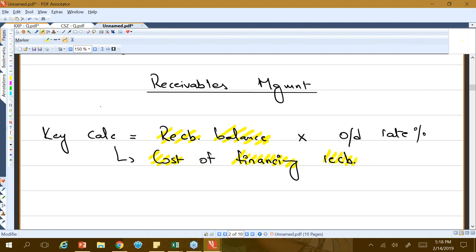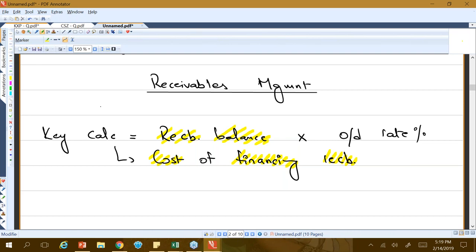Now, this is an extremely important calculation and the one which we will be doing in the exam quite often. So receivables balance into overdraft rate gives us cost of financing receivables. Why is that? Because receivables balance is with the customers, not with us. So how would we meet our operational needs? We'll meet them by borrowing the equivalent from the bank as an overdraft and paying the overdraft interest on that.